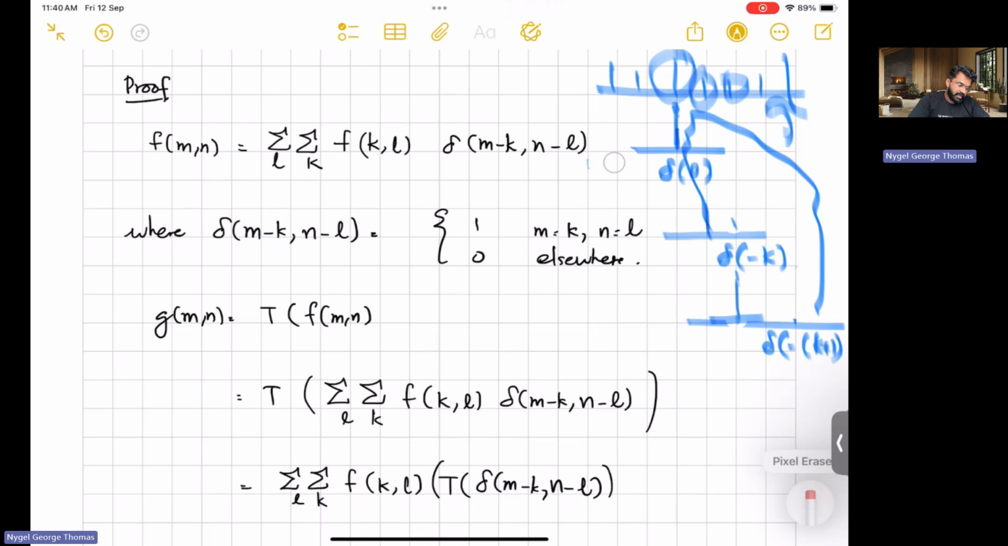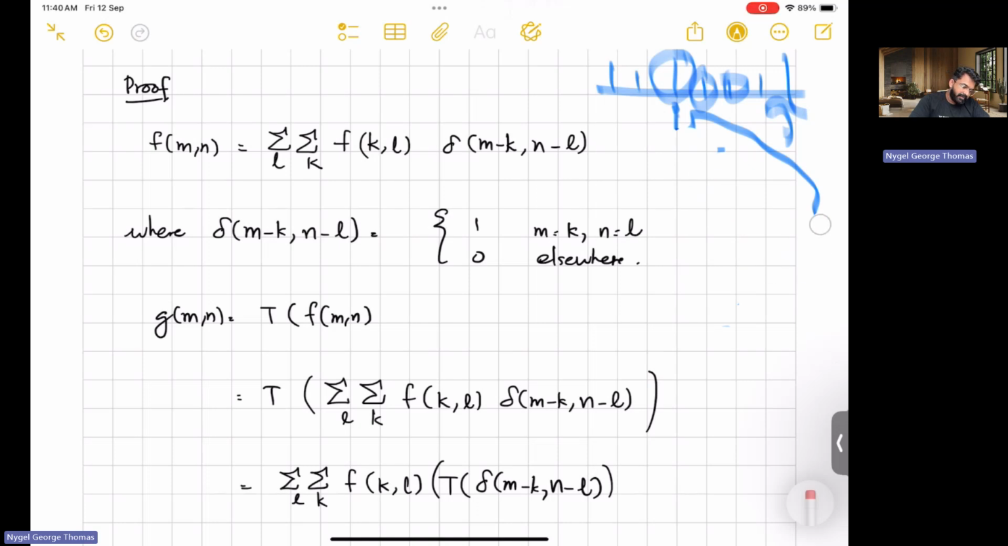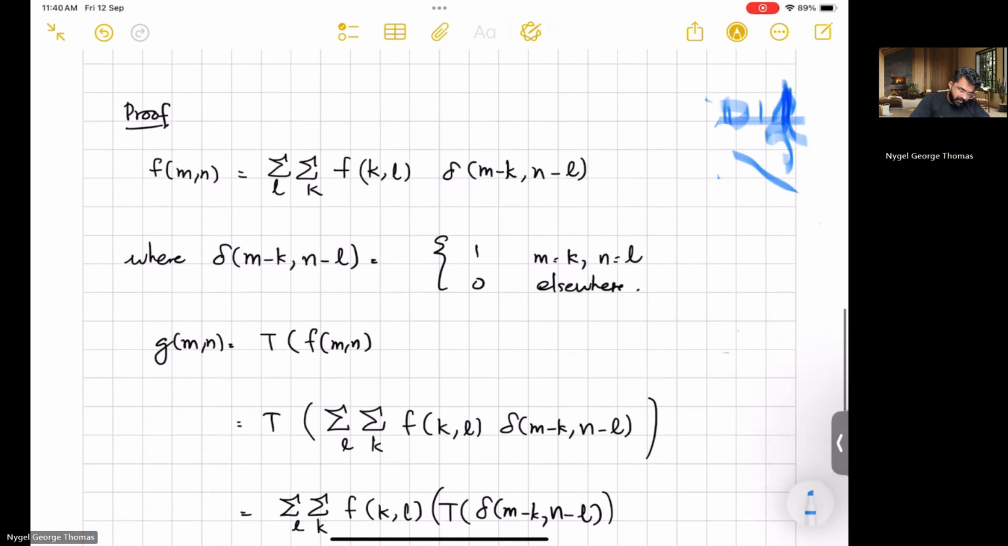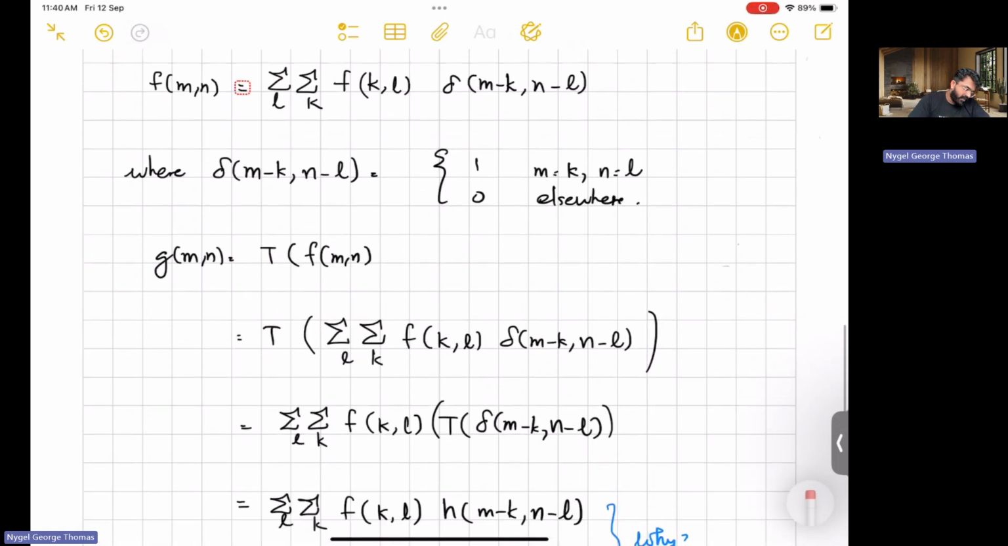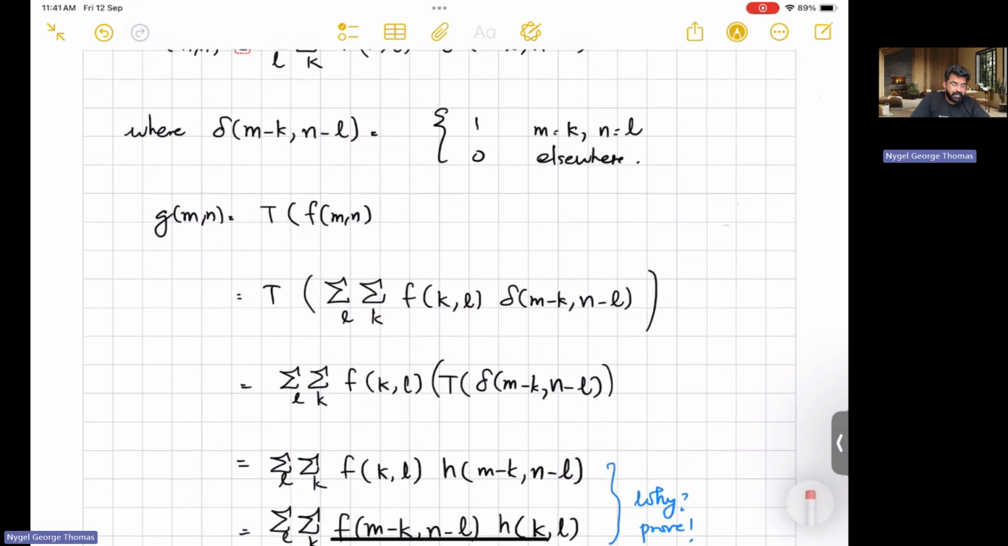So if you shift delta mn by values k and l, and if you know the corresponding function values at k and l, if you multiply the function with those values and add it for the entire set of k's and l's, you will get f of mn. That is the idea here. Where delta of m minus k, n minus l is 1 when m is equal to k, n is equal to l, and 0 elsewhere. This is basically the shifted canonical delta.